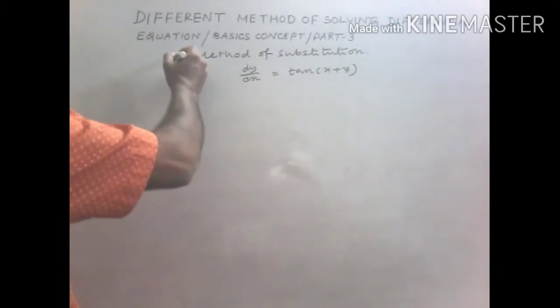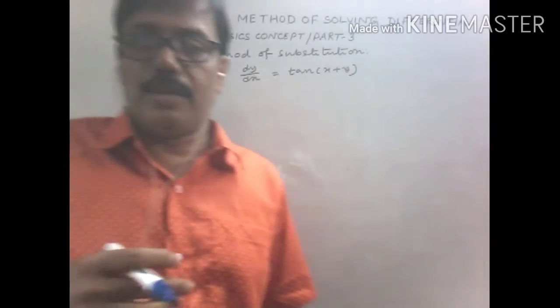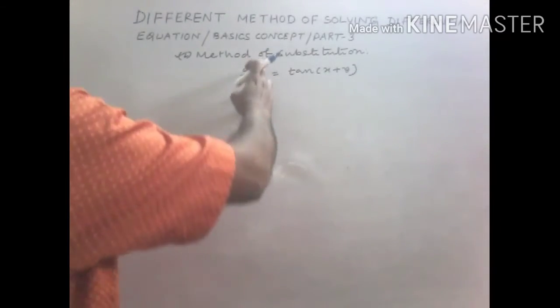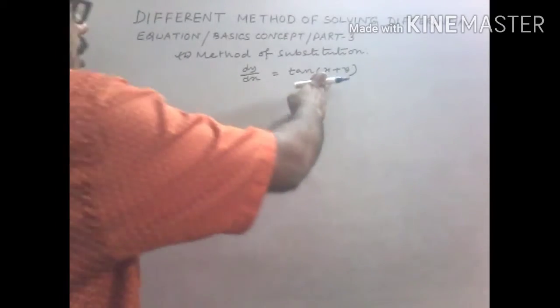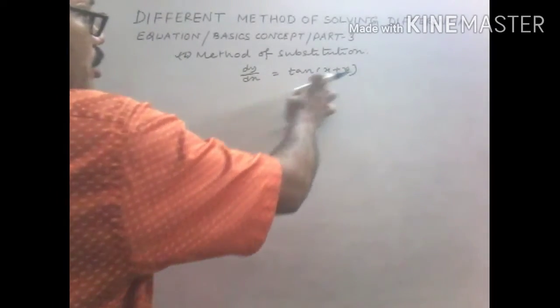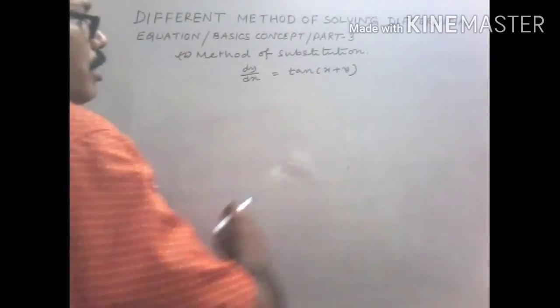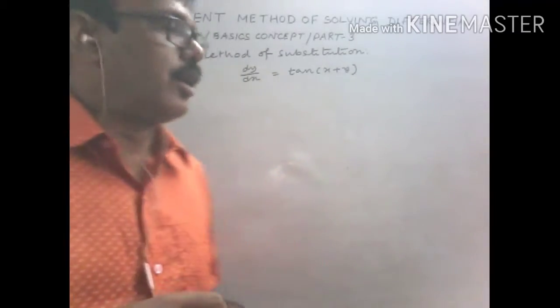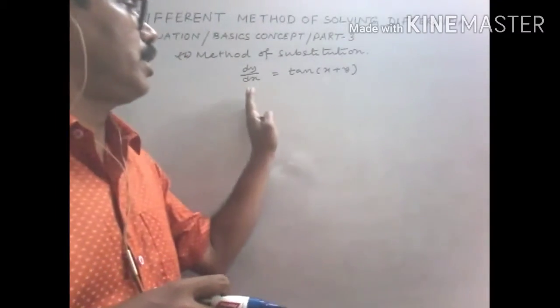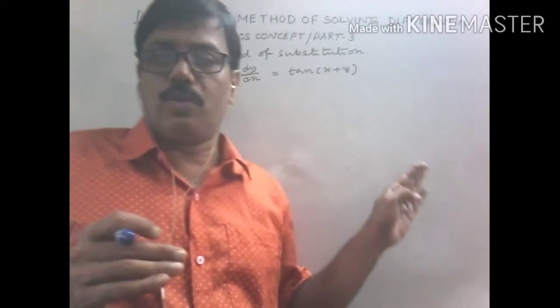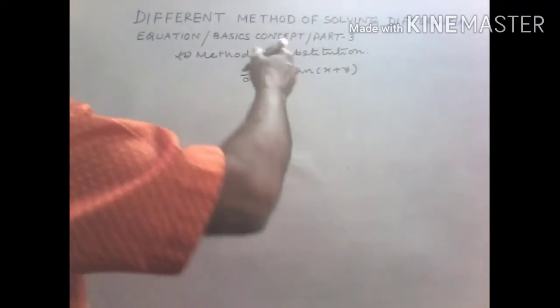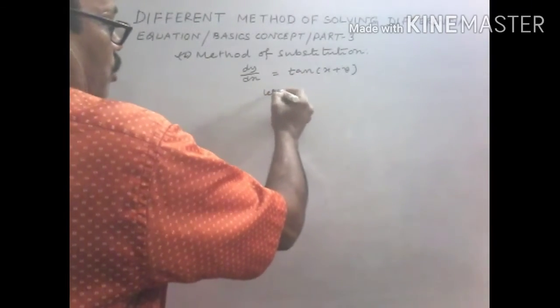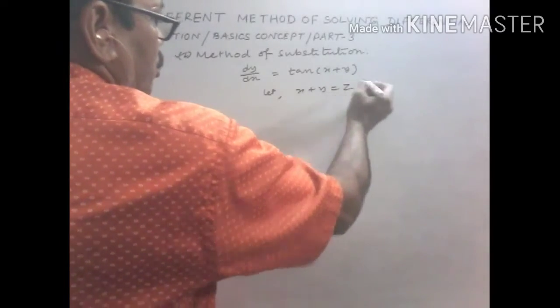Next, method of substitution. Suppose dy/dx equals tan(x plus y). Now if we write dy by tan(x plus y) equals dx, the variables are not separated. Here it is given in this form, with x plus y as the argument, so initially it cannot be solved with separation of variables. So we put a transformation, that is substitution. So let x plus y equal z.